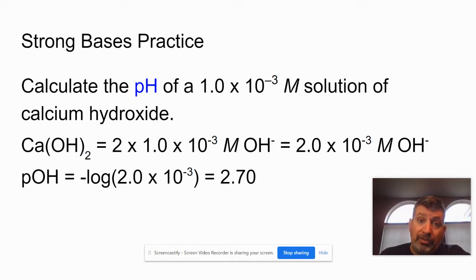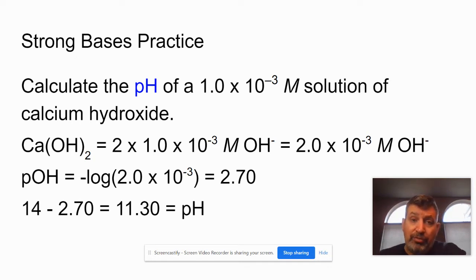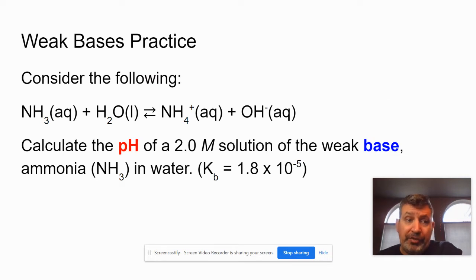Again, to get the pH, subtract from 14. We're going to get 11.30 for the pH for this base of calcium hydroxide. And clearly showing that it's basic. Okay, let's move on to weak base practice.